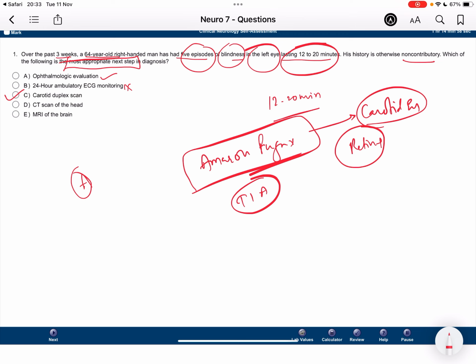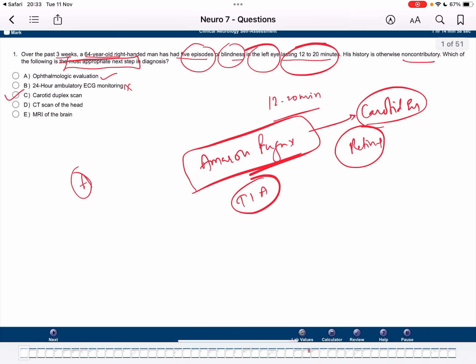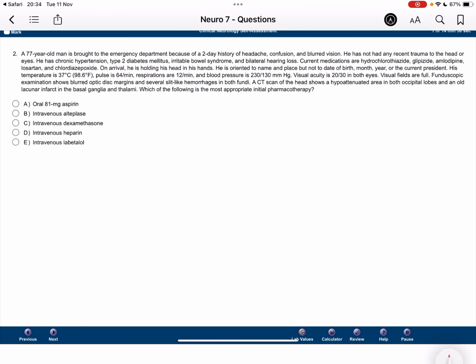All right. Next, we talk about another question. Same for the MRI of the brain as well. If there is an impending stroke or if there is an infarct or a stroke, you'll have to remember that. All right. Next, we talk about another question.